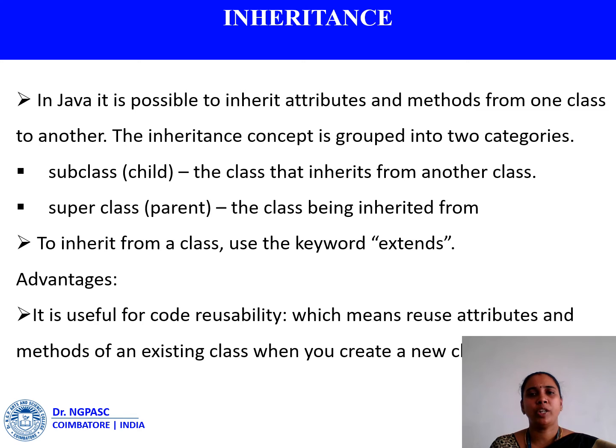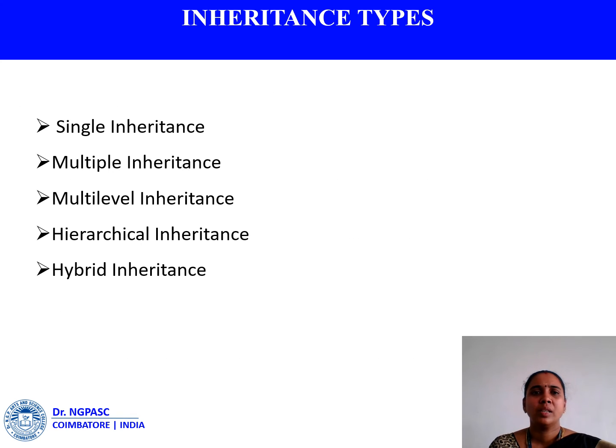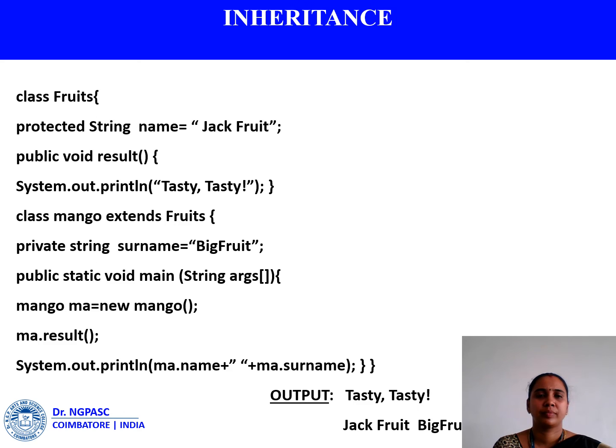What is the advantage of using inheritance? It is useful for code reusability, which means reusing the attributes and methods of an existing class whenever you are creating a new class. Java supports the following types of inheritance. First one is single inheritance. The next ones are multiple inheritance, multi-level inheritance, hierarchical inheritance, and hybrid inheritance.